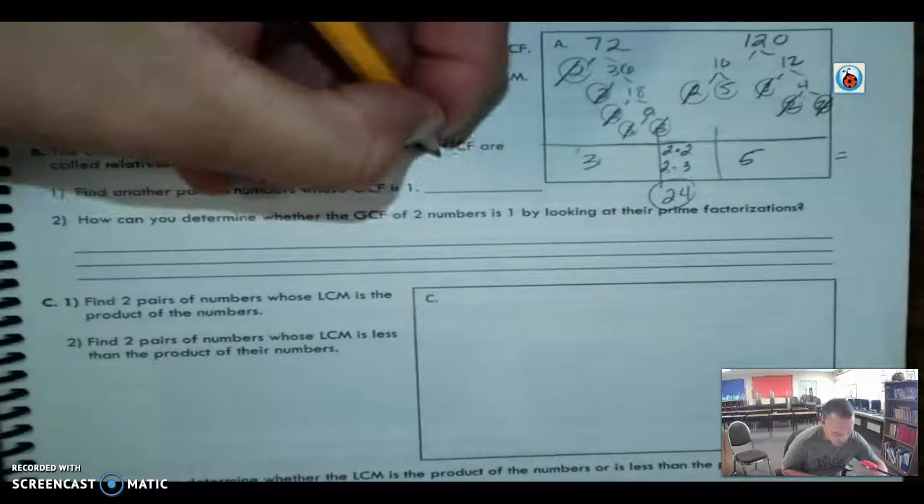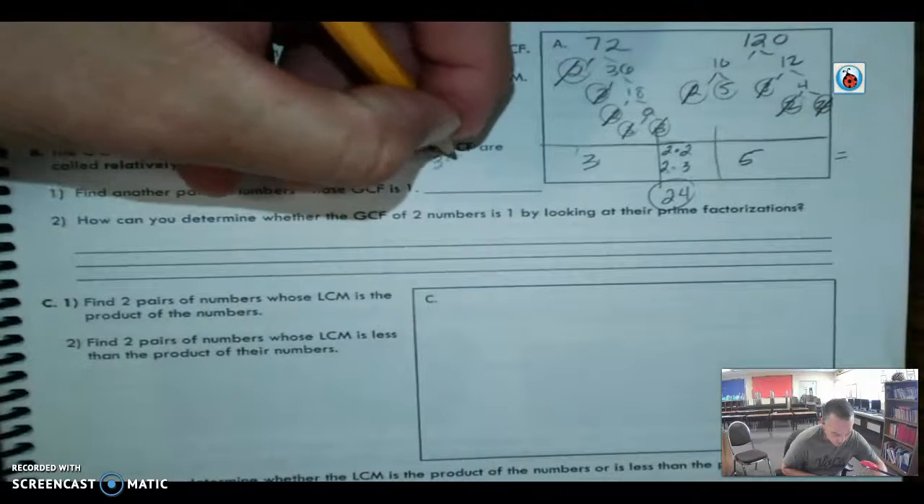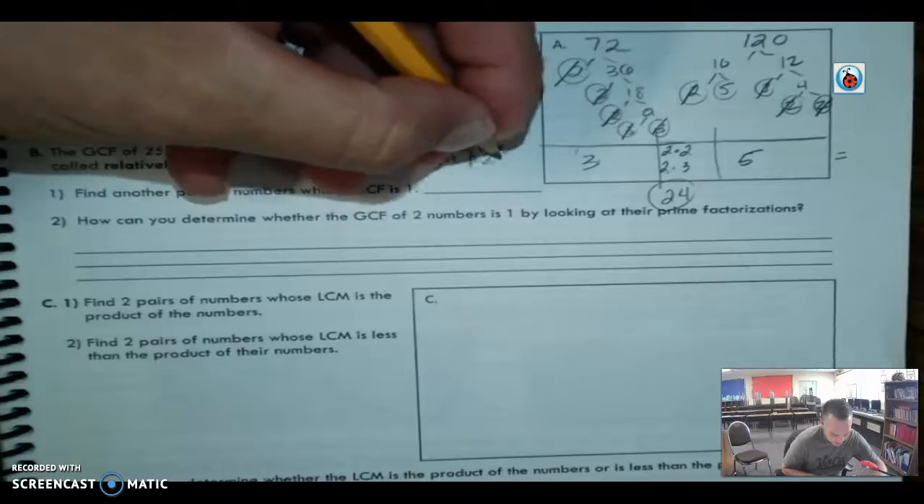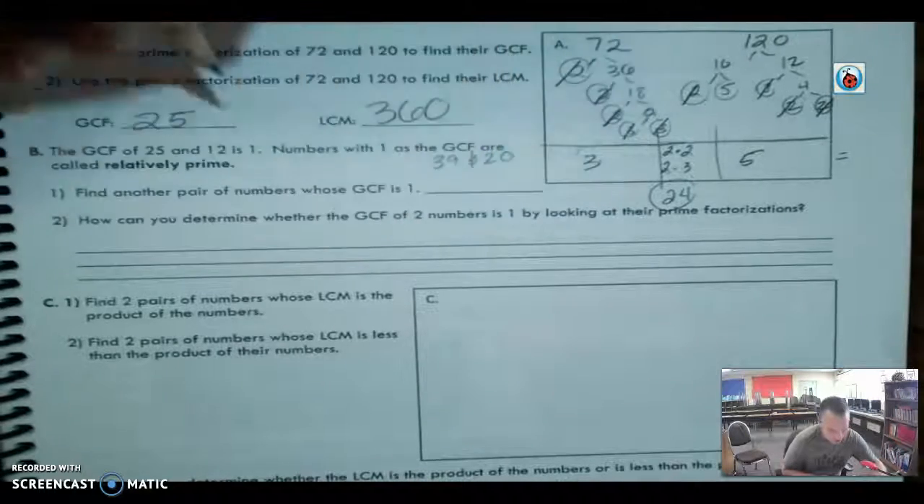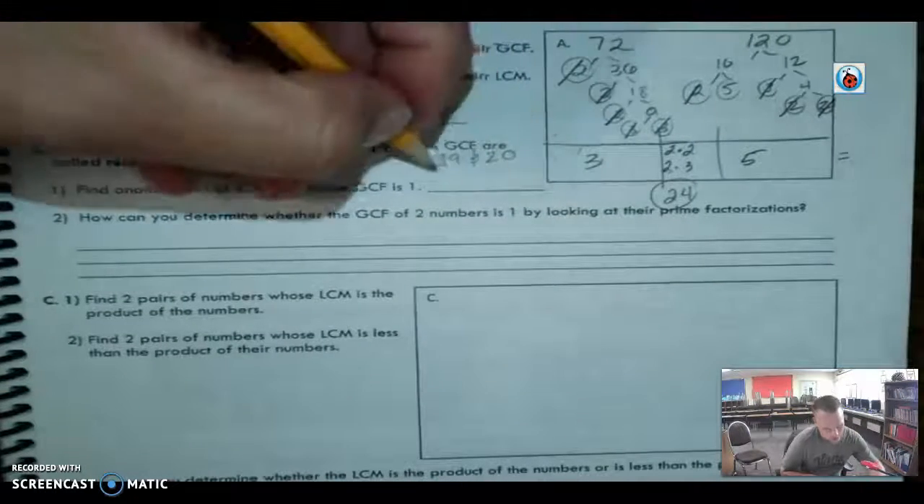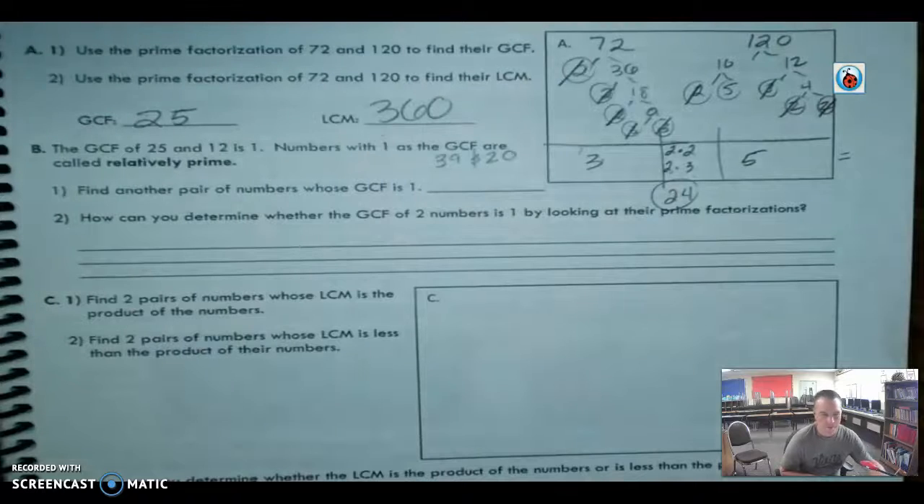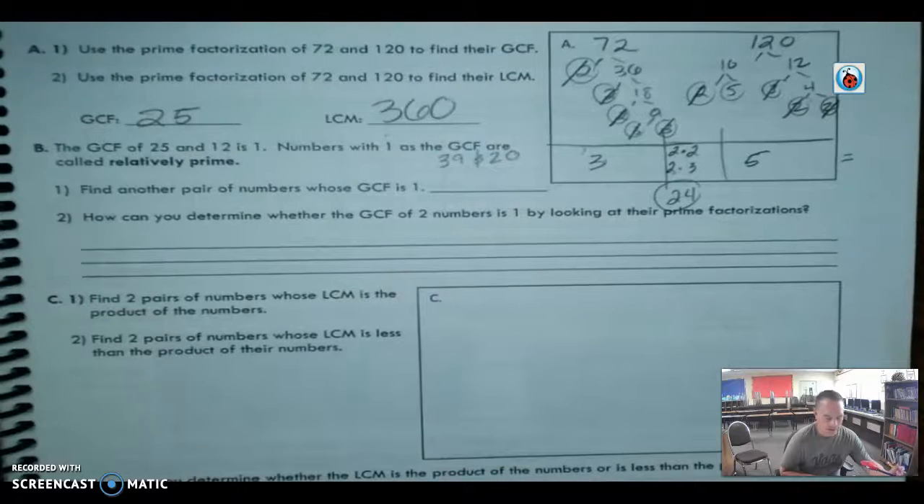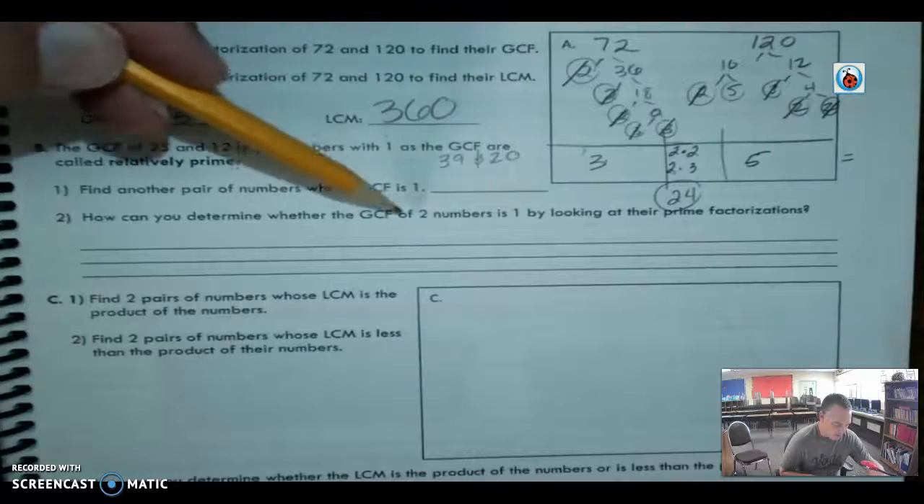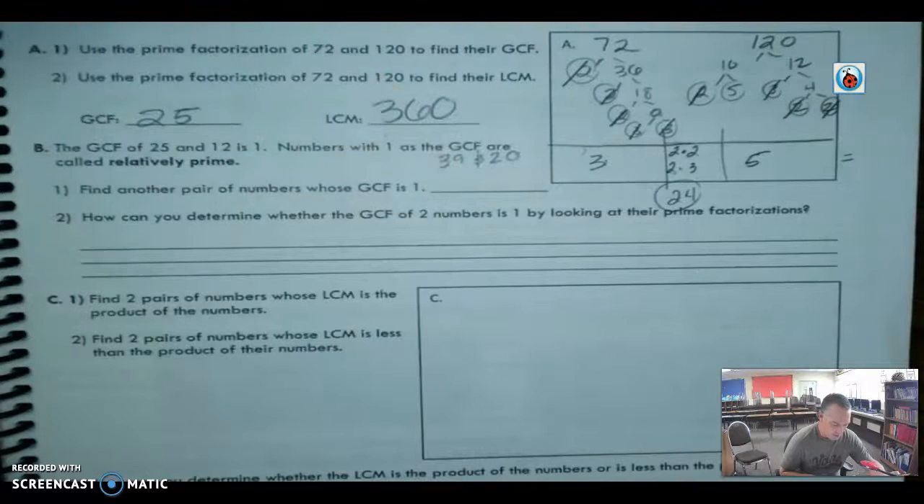If you're a little bit stuck, two numbers that go together would be 39 and 20. Their GCF is 1. Usually it's going to be an odd number and an even number, and they're not going to share any bigger factors than 1. How can you determine whether a GCF of two numbers is 1? By looking at their prime factorization, right?